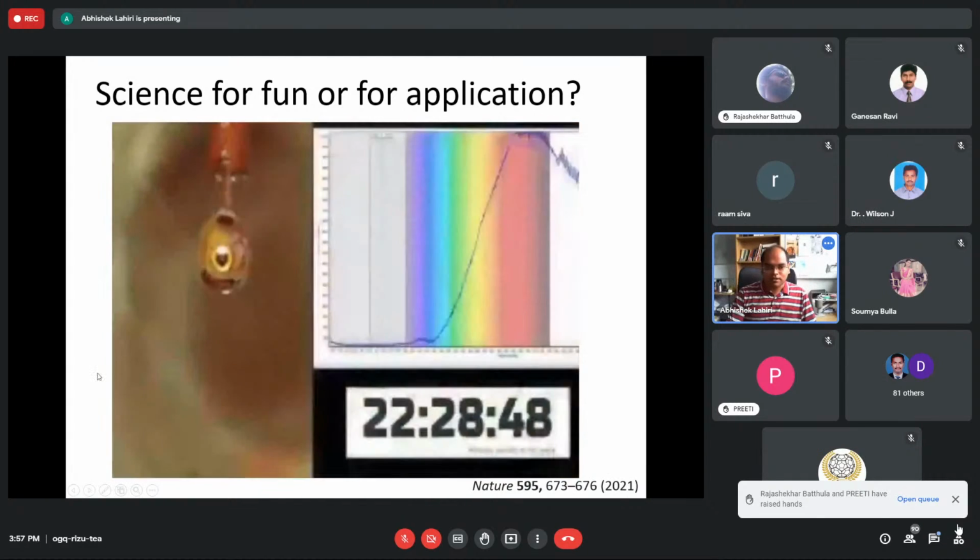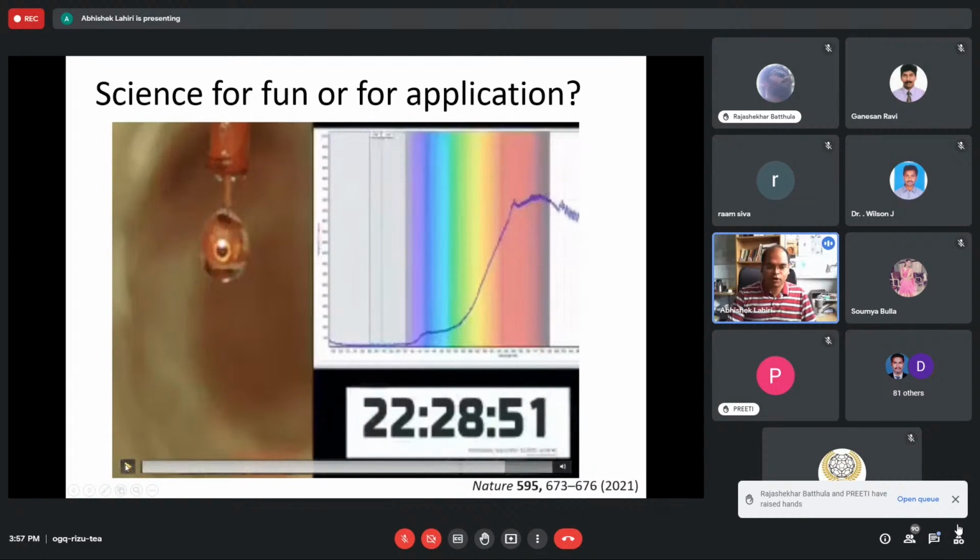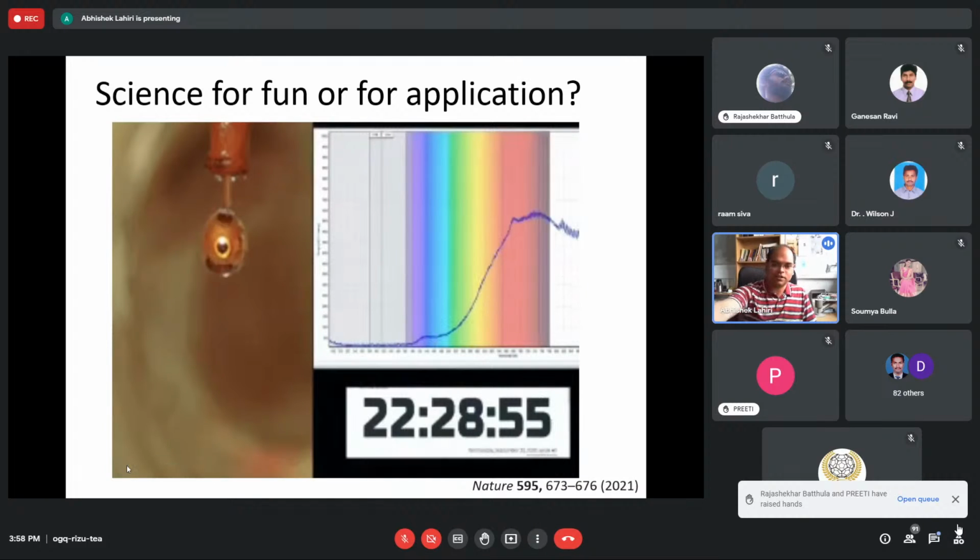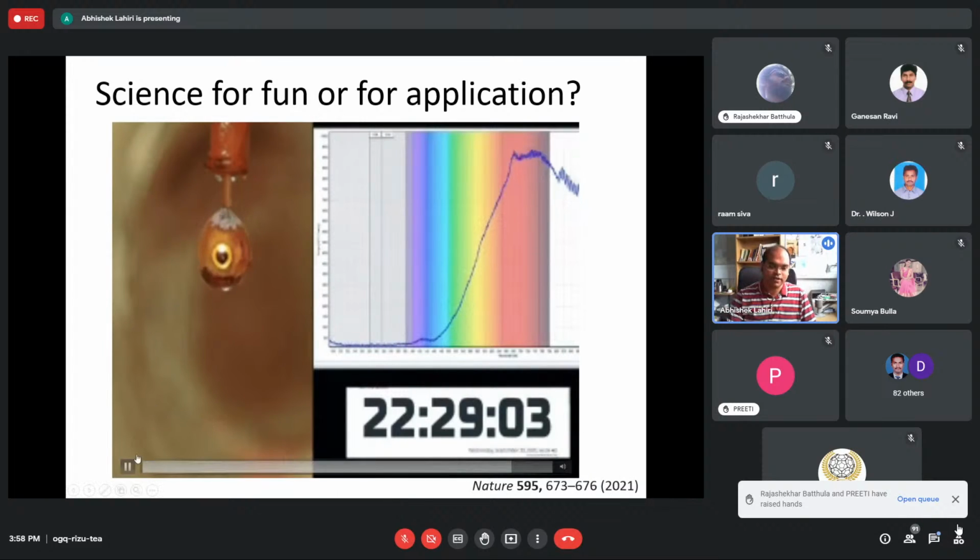So this is what they are seeing. You can watch the video online. The link is given over there. So what they have done is they've taken a syringe, they're making an alloy of sodium potassium metal, passing the metal through this syringe and then dropping water on top of it. And what you see clearly is that water becomes golden in color and the spectrum on the right side goes on increasing. So this is a beautiful way to show that science is not always for application, but also you can have fun with science.